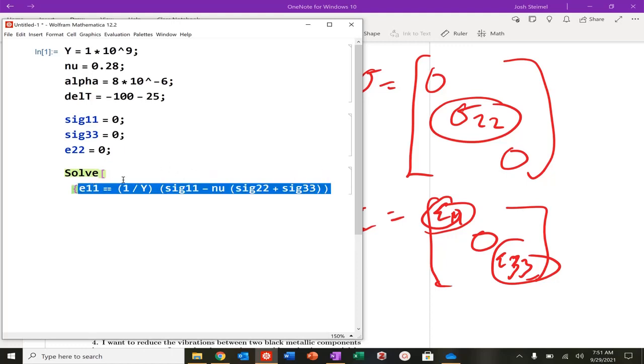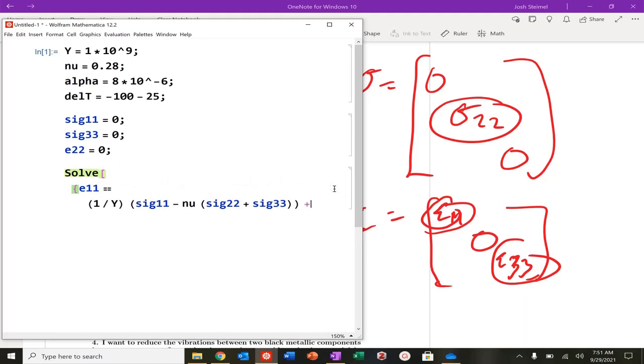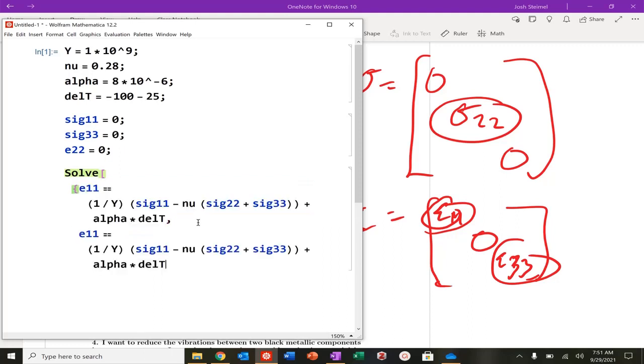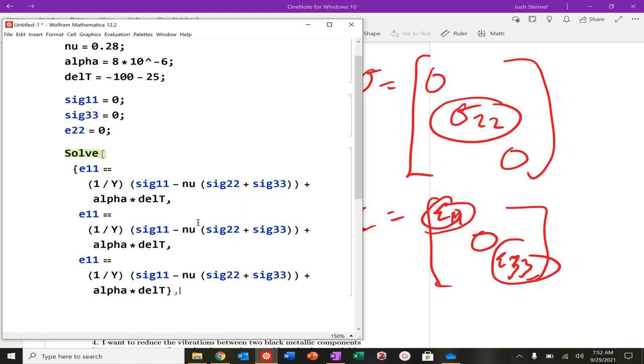I have my correct equation now. I need to add that thermal strain. Be careful. Alpha times delta T. So I've got this one. I want to do here, close it, solving for sig22, sig11. Actually, I'm going to shift enter this right now. Sig11, and then actually E11, E33.